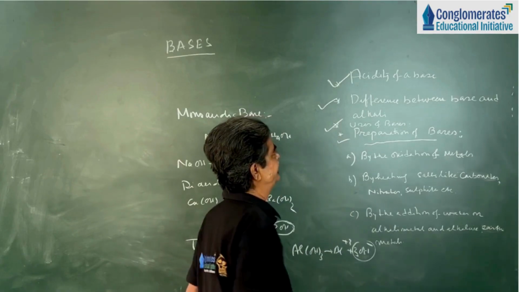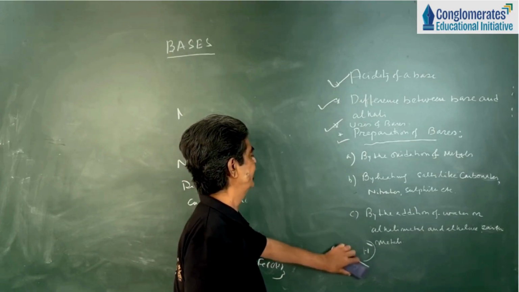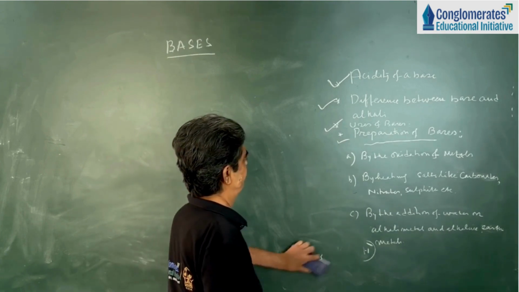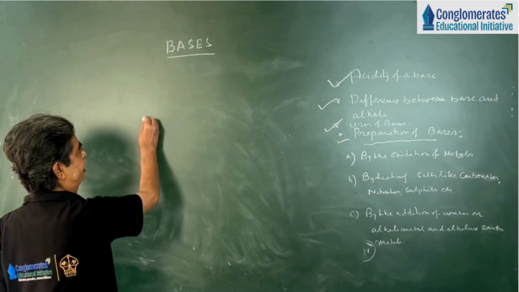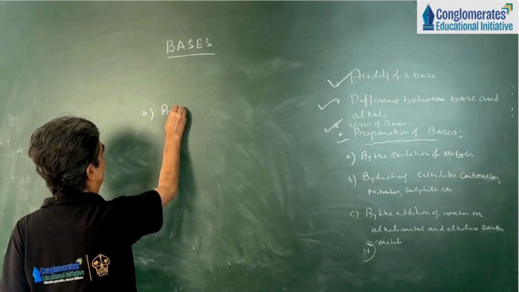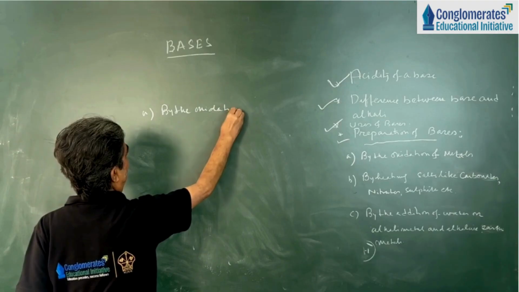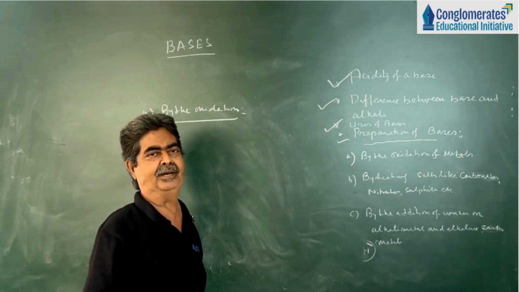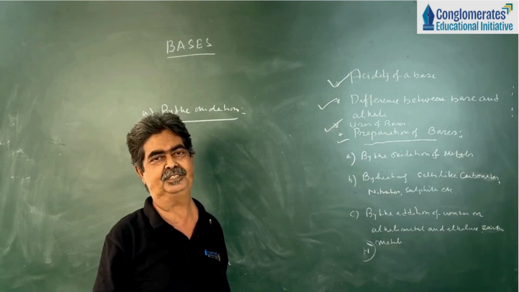Next is preparation of bases. There are many methods. Among them, 3 or 4 methods we will discuss. First is by the oxidation of metals. By the oxidation means when metal combines with oxygen, they form metal oxides. So metal oxides are bases, you know.